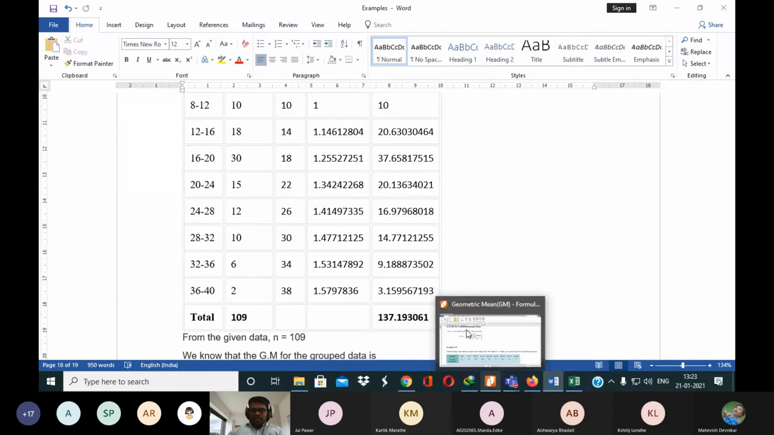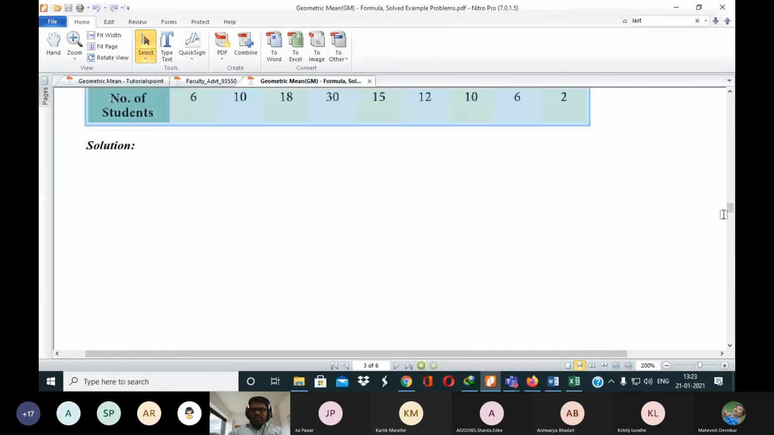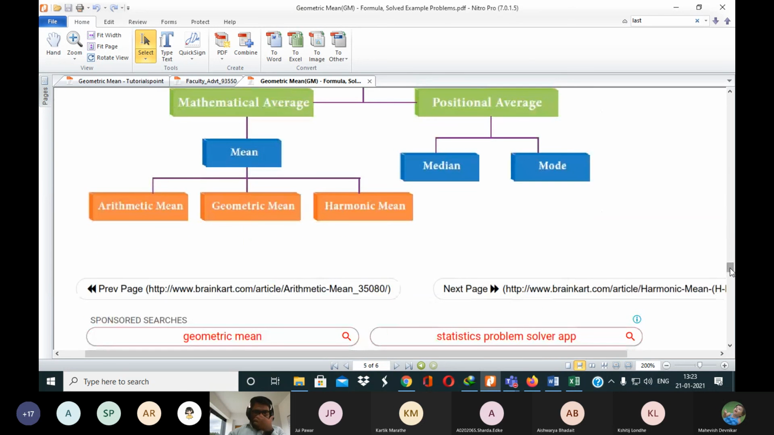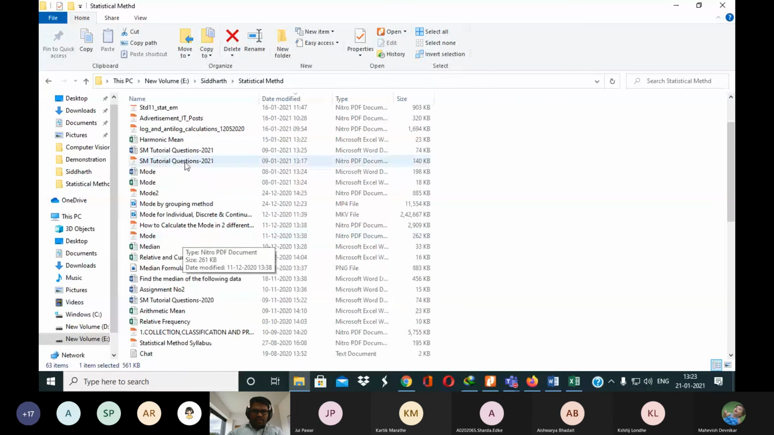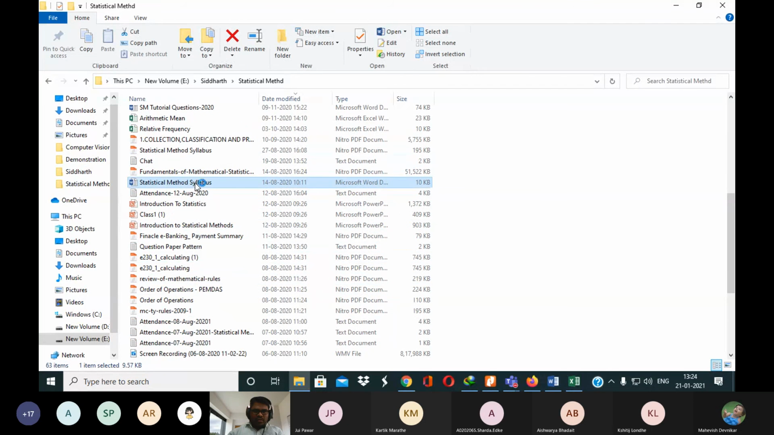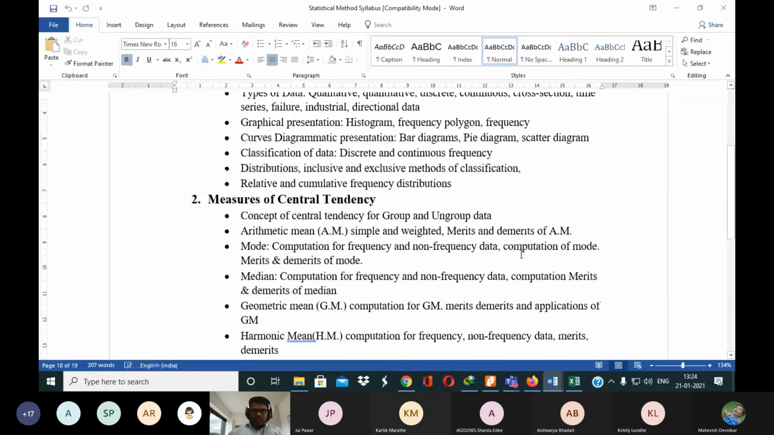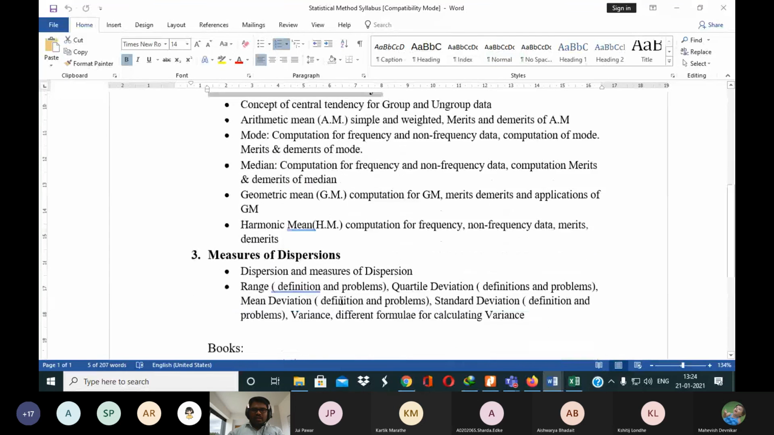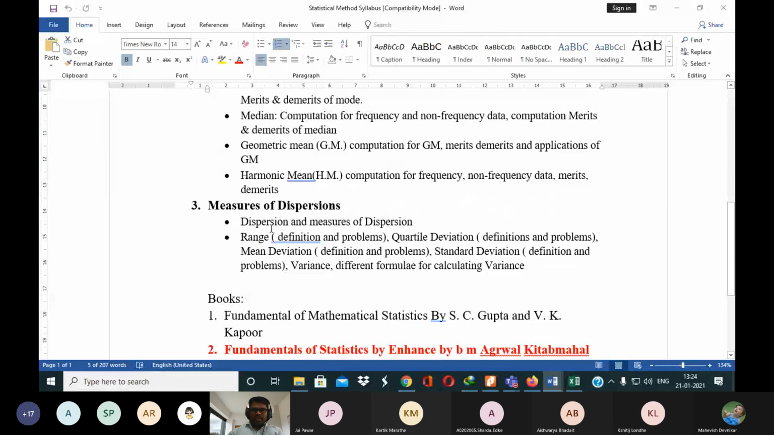So today we have finished the geometric mean. You can just check the merits and demerits of each and every thing like mean, median, mode, and arithmetic mean. Today we have finished chapter number 2, and from tomorrow we will start chapter number 3, the unit number 3. This is your syllabus. We have completed the measures of central tendency. From tomorrow onward we will see the measures of dispersion.